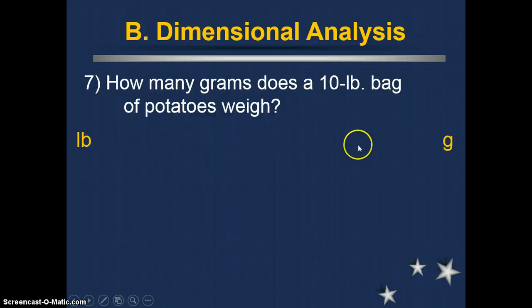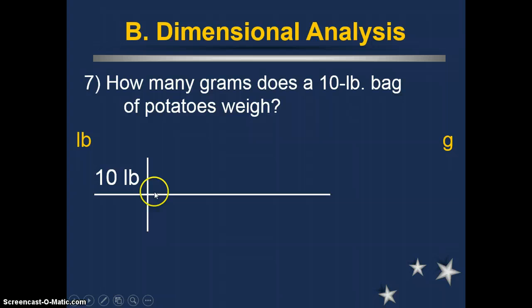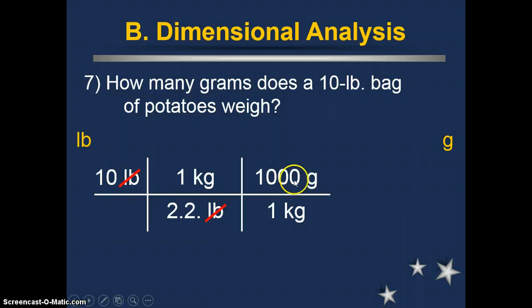Pounds to grams. First thing, we have 10 pounds. Now again, we need pounds to cancel out. So that's 2.2 pounds in the bottom and 1 kilogram in the top. Again, there's 2.2 pounds in 1 kilogram. All right, pounds will cancel out. But I'm in kilograms, not grams. There are 1,000 grams in 1 kilogram.